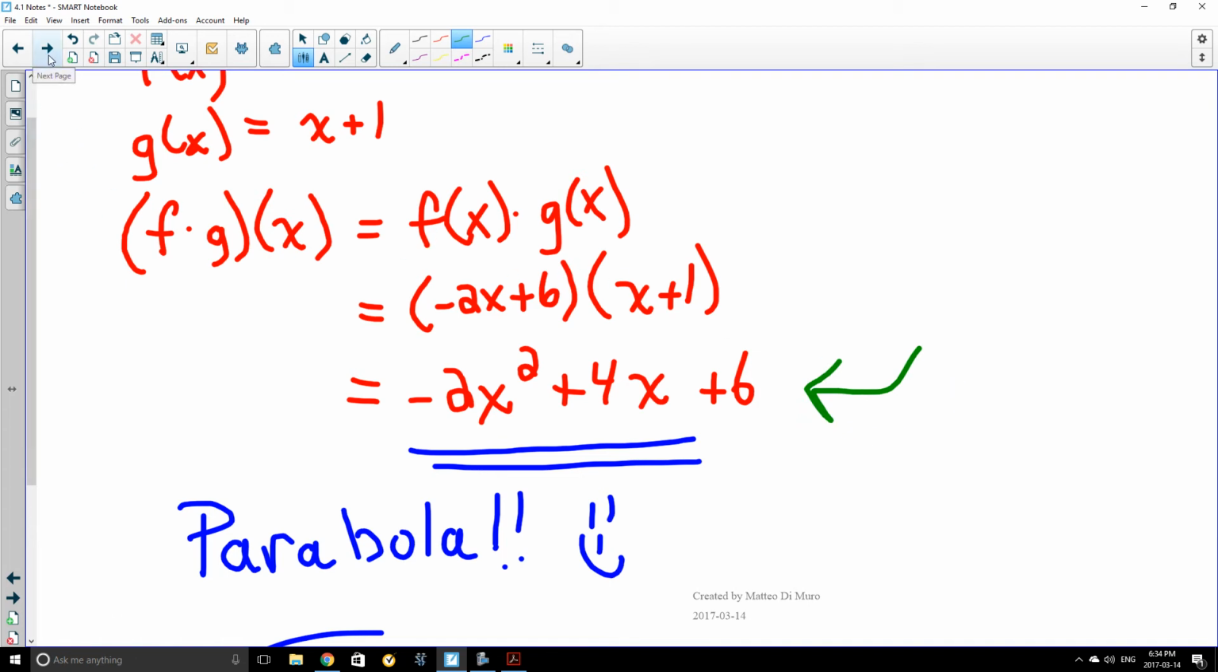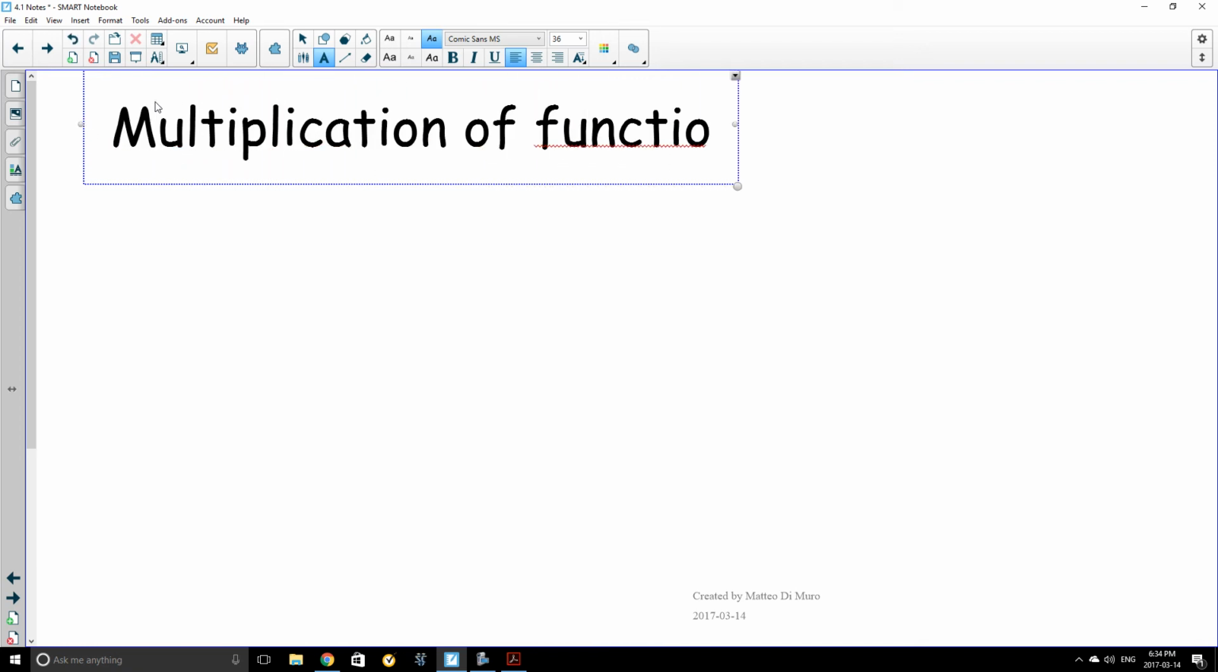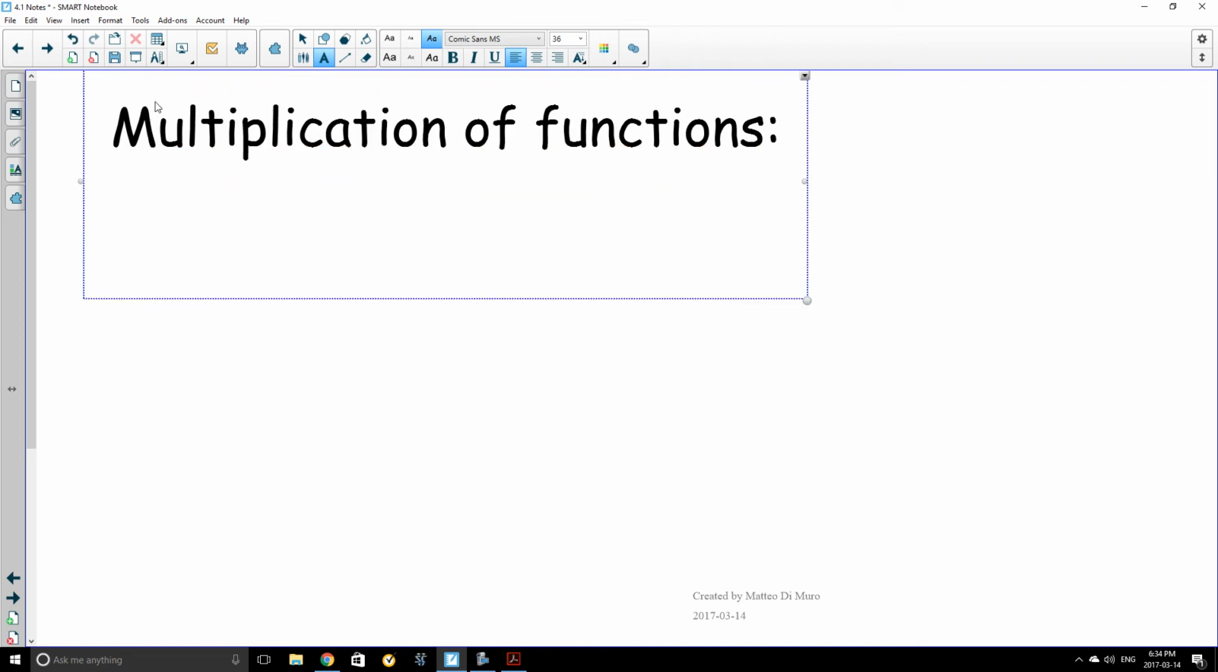Okay, so basically we are multiplying the y values. We multiply the y values of each function. So in this case, for two lines, we got a parabola. That makes sense when we look at the equations.